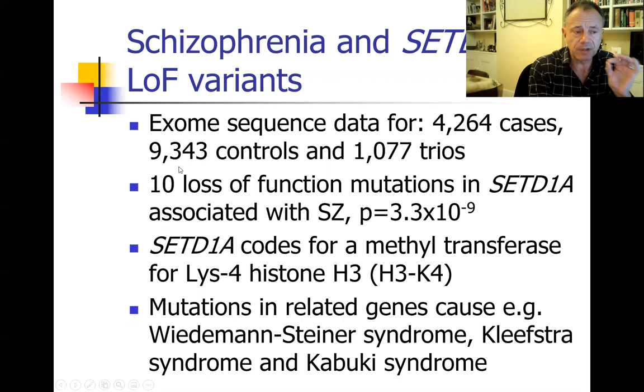So from a very small number of people who actually had loss of function mutations in SETD1A, so that's a stop mutation or frameshift mutation or splice type mutation, only 10 people, we could still say very, very confidently that it was very unlikely that that would have occurred by chance. And people have accepted this result. Essentially, it does seem to be the case that if you have a loss of function variant in SETD1A, then you have a very high probability of developing schizophrenia.